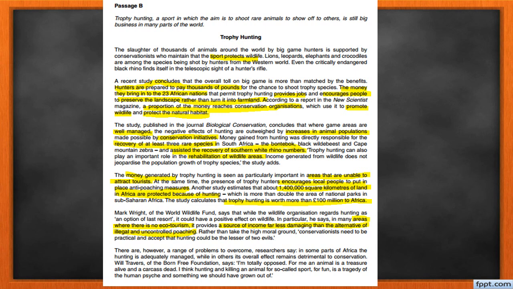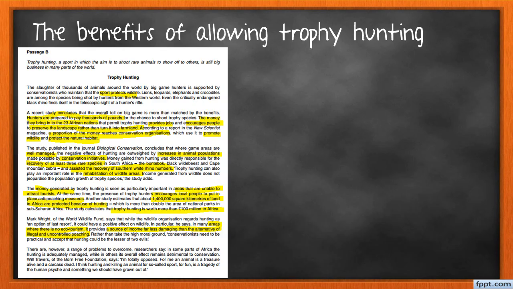He says that in many areas where there's no ecotourism, it gives a source of income far less damaging than the alternative of illegal and uncontrolled poaching. So that's going to be something that again is a benefit of trophy hunting. The rest of it doesn't really seem too relevant to answering the question. It says about what conservationists should do. It says what the problems are, which again is the opposite of answering the question. So hopefully if I've got all of that highlighted, I've got a good range.